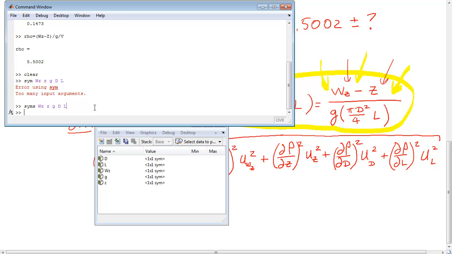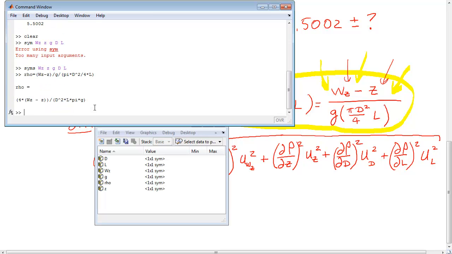Let's list rho. Rho is equal to WZ minus Z divided by G divided by, and now I'm going to close this thing off, pi times D squared divided by 4 times L, and you end up with a new symbol on there, mainly a rho. What I mean by that is, let me show you.